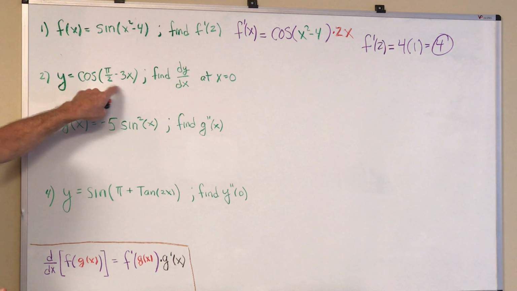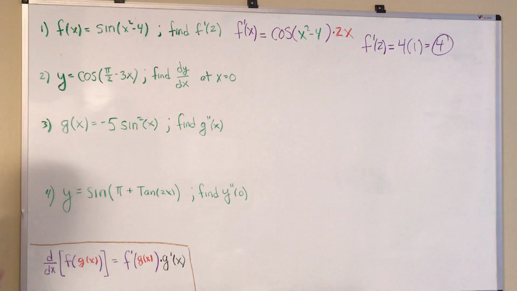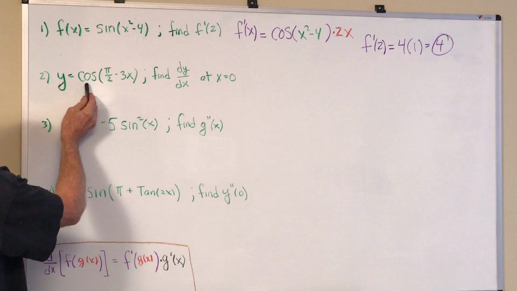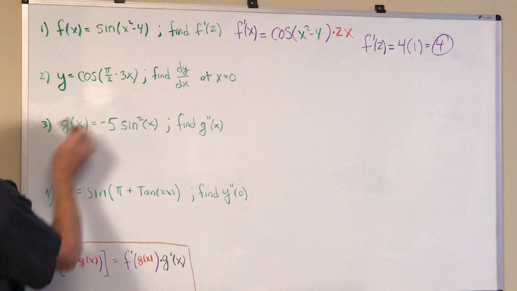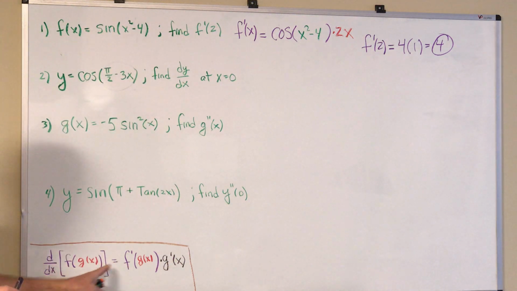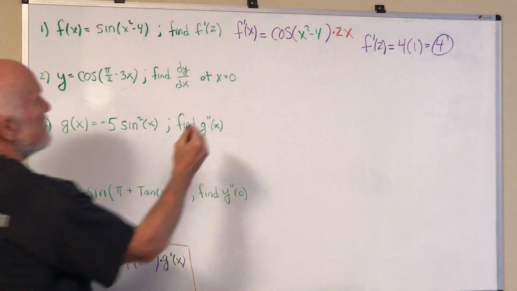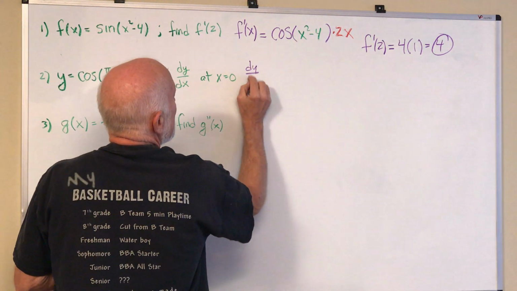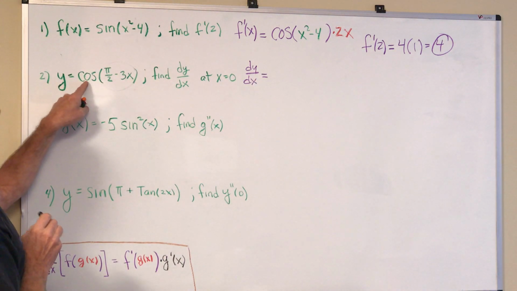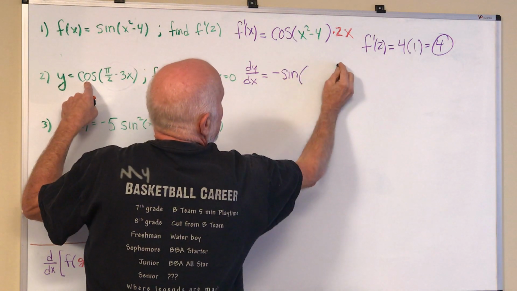Y equals the cosine of pi over 2 minus 3x. Find dy dx. So we're finding the derivative. Again, we have a composite function. The cosine of x is one function, and the g of x function in here would be pi over 2 minus 3x. So that means dy dx, the derivative of the cosine is minus the sine.